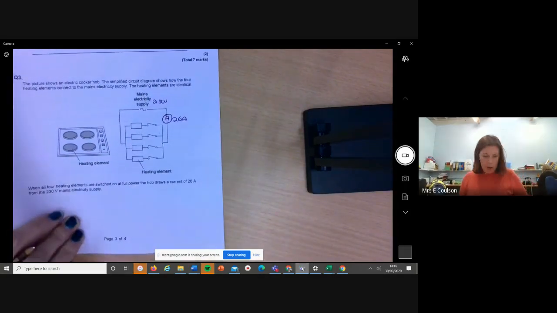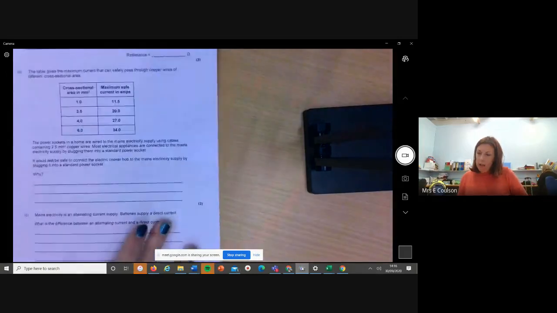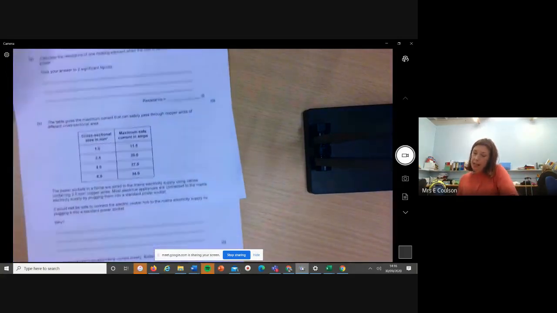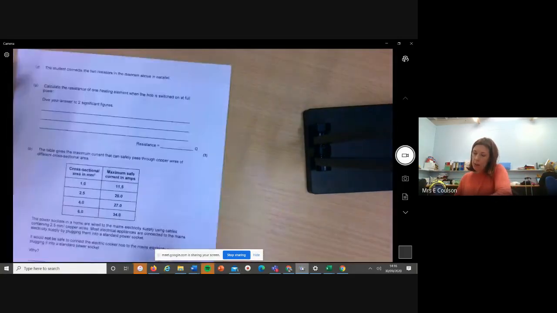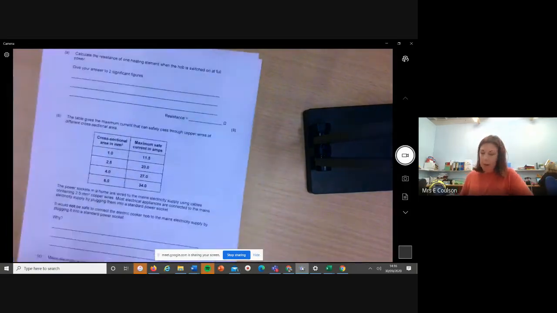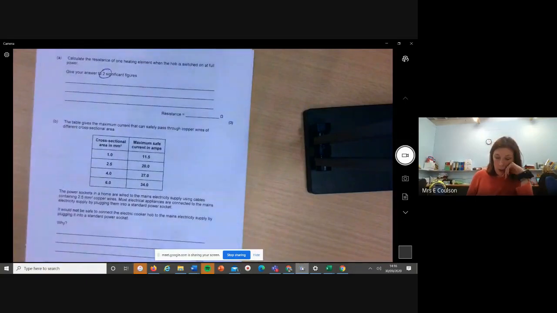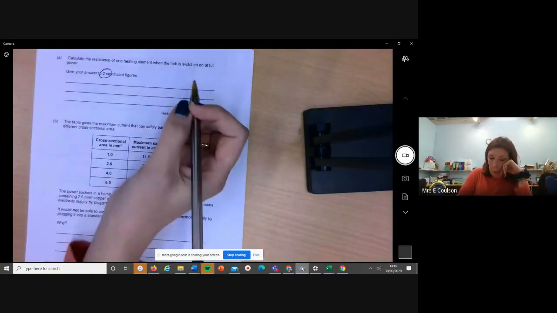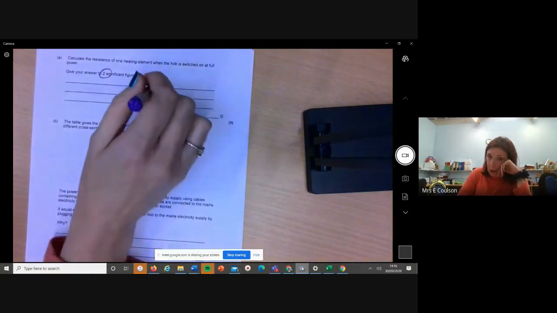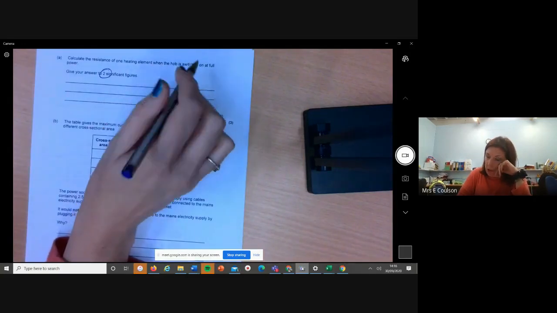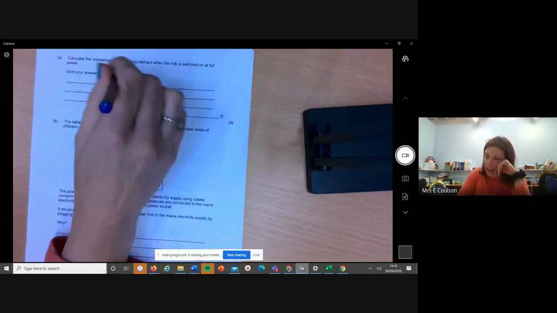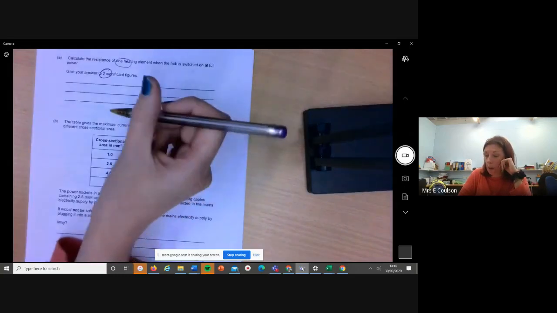So let's have a look at the questions. Calculate the resistance of one heating element when the hob is switched on at full power. And really important here, give your answer to 2 significant figures. So what we need to know is the current in each branch, because we want to look at the resistance of one heating element. So we need to know the current through it.